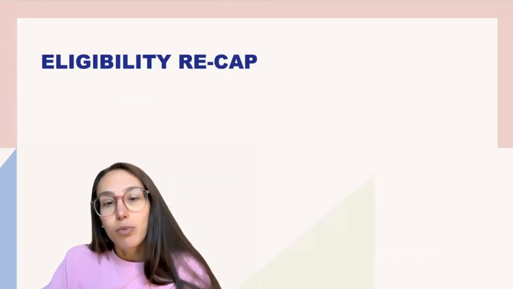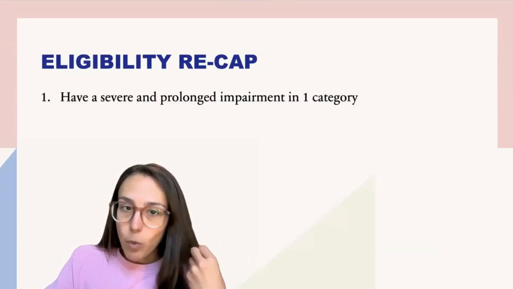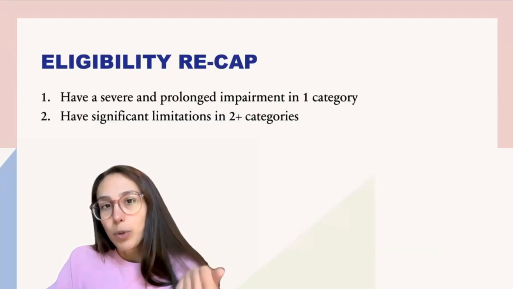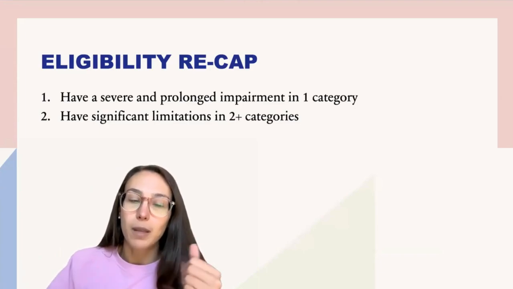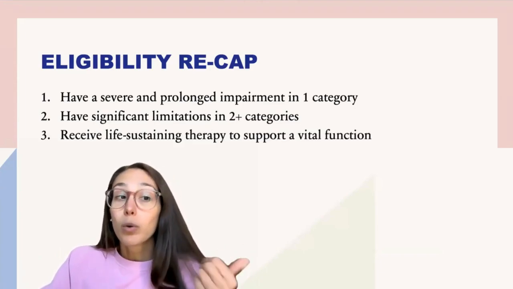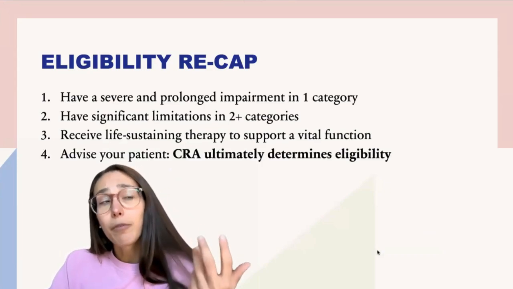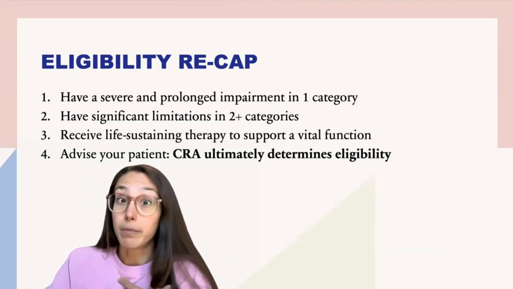So, eligibility recap, again, they have to have a severe and prolonged impairment in one category or have significant limitations in 2 or more categories. So that's where the cumulative effect of these limitations can impact that function, or receiving life-sustaining therapy to support a vital function. Again, advise your patient: the CRA will ultimately make that decision, not me.